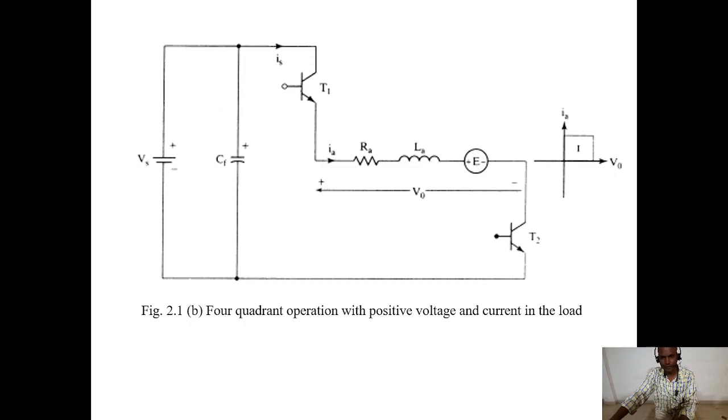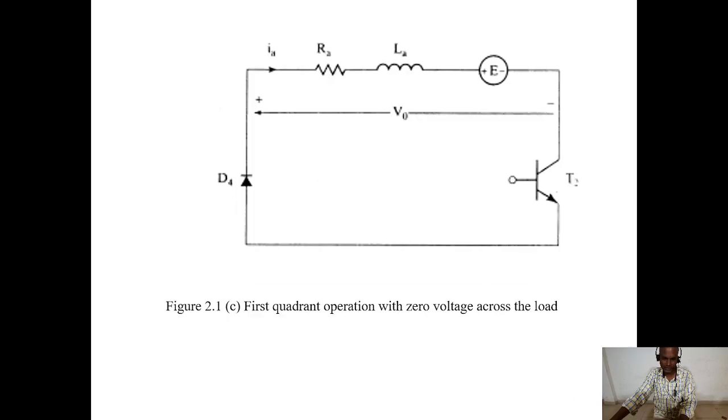Before, with the help of T1, RA, LA and E, and T2, there is positive voltage and current through the load. The circuit representation model is like this, and after D4 switches on, this is the model representation. To get zero voltage across the load, we have to turn on D4, with the load RA, LA and E through T2, through D4 and RA. This is the D4 first quadrant operation model.